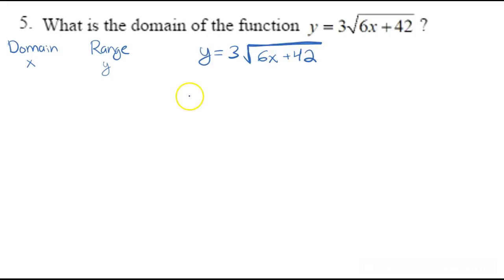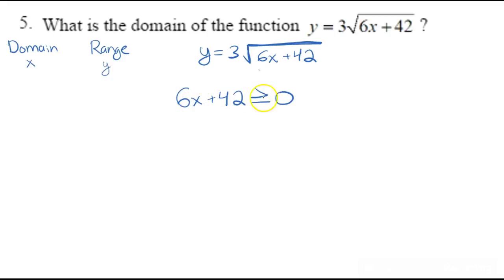So let's set what's underneath the radical there. So 6x plus 42. And we want to make sure that that's greater than or equal to 0. If it's 0, we can do the square root of 0. If it's positive, we can do that. Once it gets to negative, we don't know how to handle that quite yet. That's not a real number.